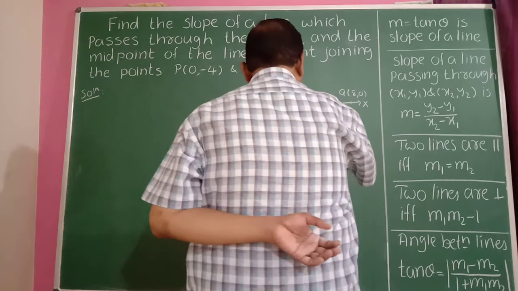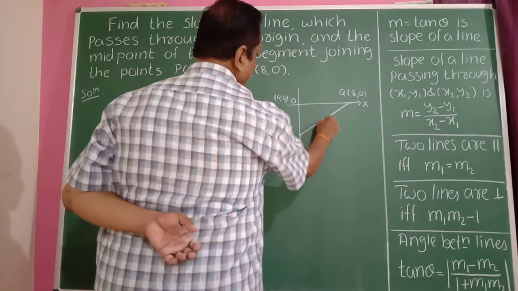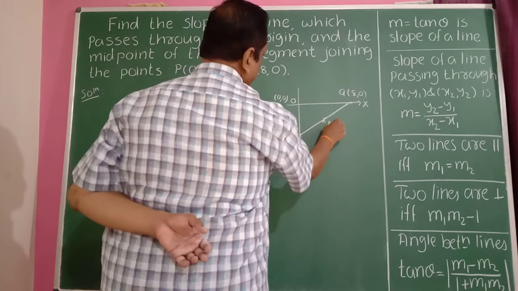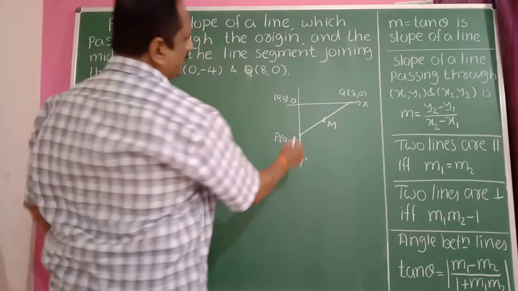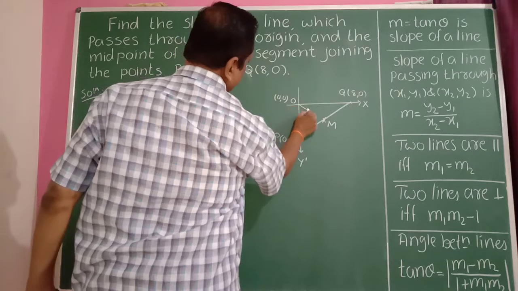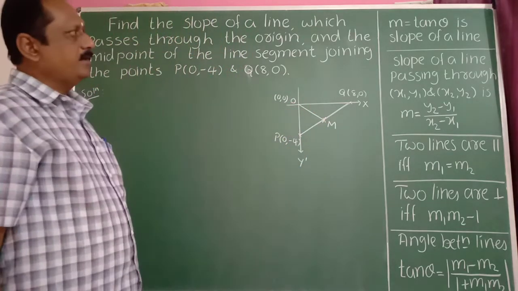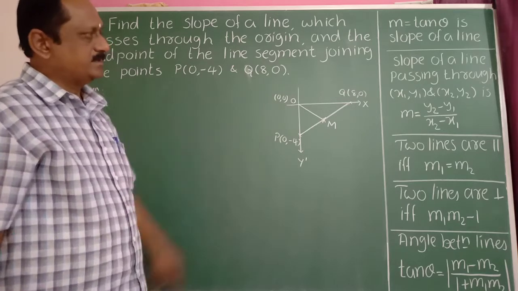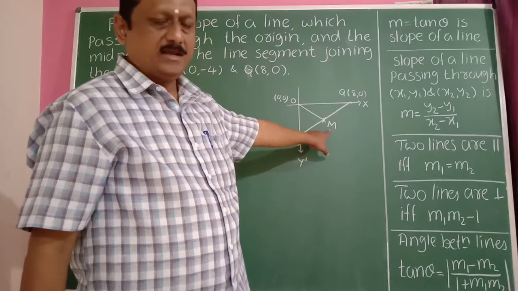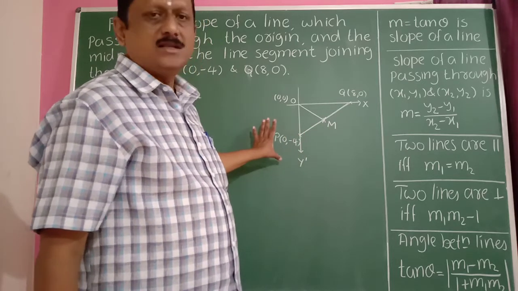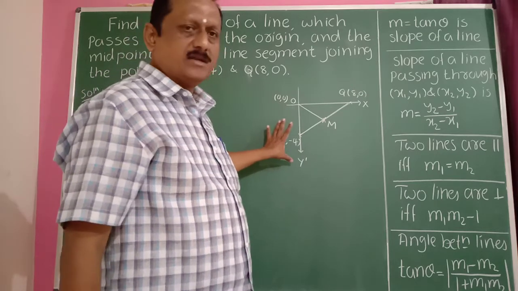Here if we join the PQ, then this is the midpoint of PQ. Consider M is the midpoint of PQ here. Then find the slope of a line passing through origin and this midpoint. Okay, the line is passing through 2 points here, but to find the coordinates of M use the midpoint formula. So diagram is not necessary here. In the examination, you will not draw this diagram. This is only for your reference here.